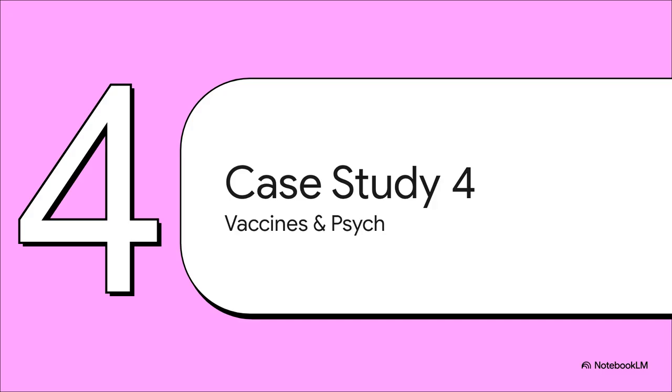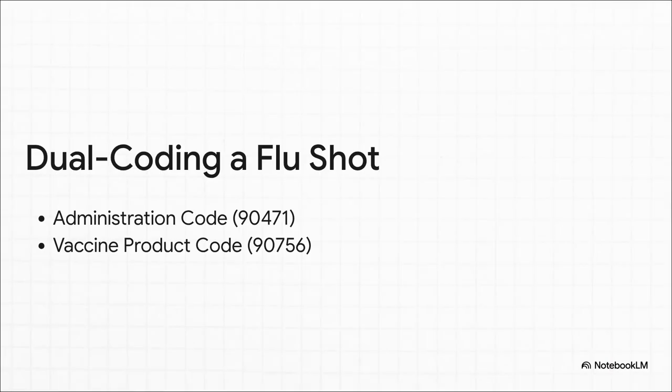And that brings us to case study 4, vaccines and psychotherapy. Honestly, exam writers absolutely love testing these specific thresholds and dual coding rules. Let's look at scenario A. A 25-year-old comes in and gets a flu shot. The key exam mindset you need to have here is that the product code does not equal the administration code. Since our patient is over 18, we skip the pediatric counseling codes. Instead, we have to dual code. We need an administration code, like 90471, plus a specific vaccine product code, like 90756. Always dual code your vaccines.